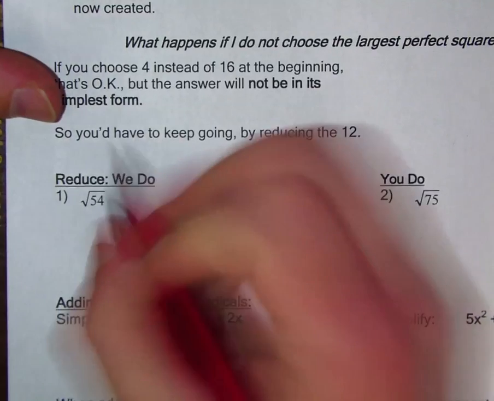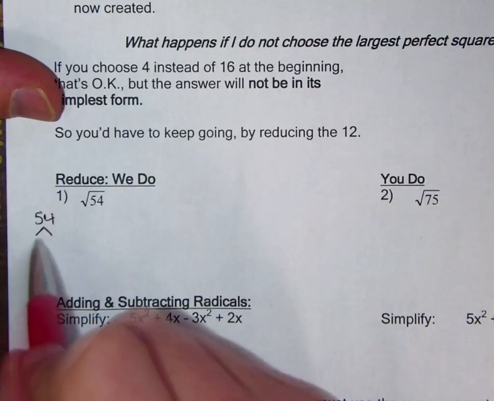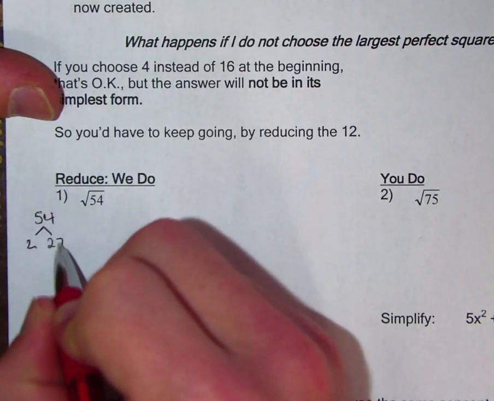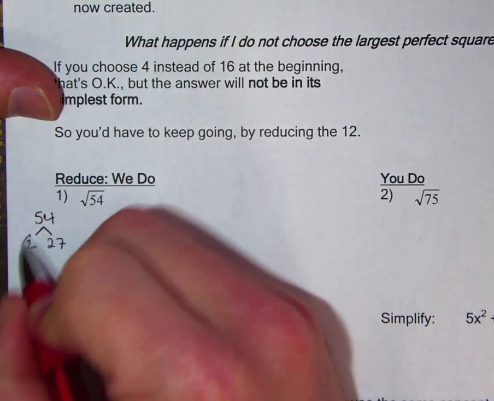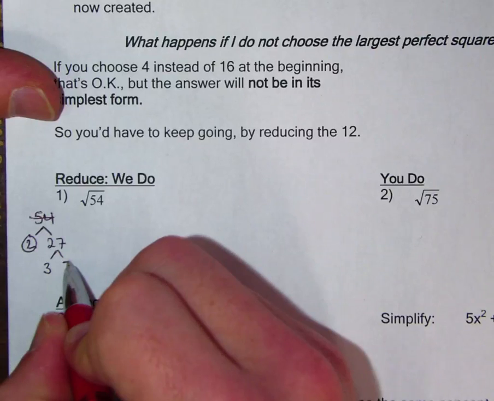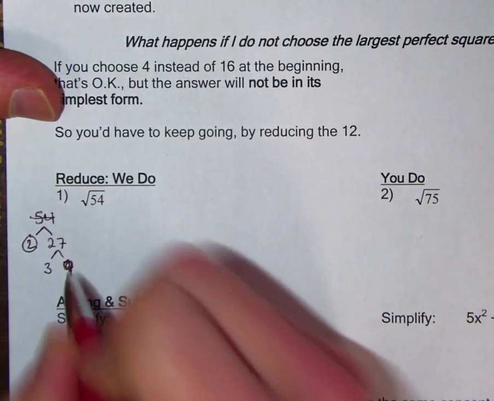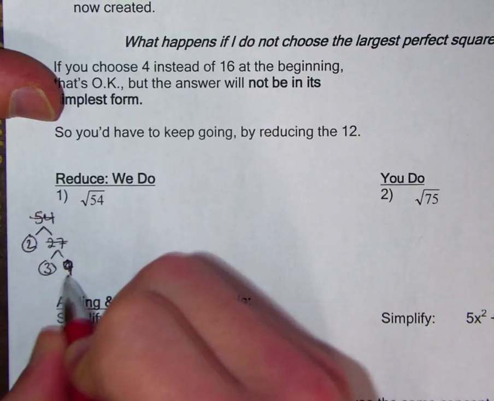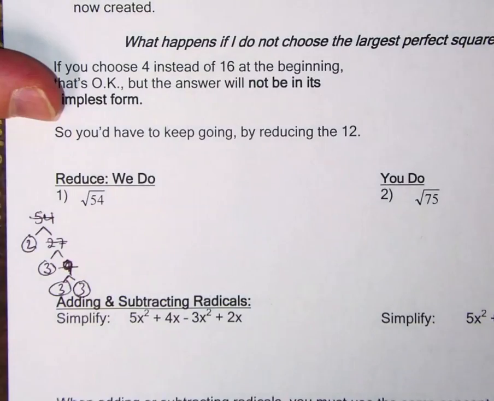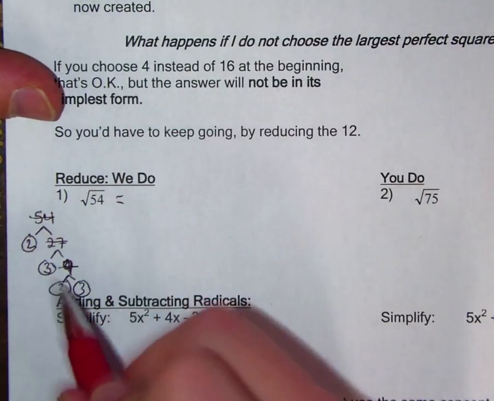The square root of 54. I'm going to come over here and break this apart. It's even, so I know it's 2 times something, and if I go off to the side, I can see it's 2 times 27. Okay, that's prime. 27 is 3 times 9. And 9 is 3 times 3. So the square root of 54 is really 2 times 3 times 3 times 3.